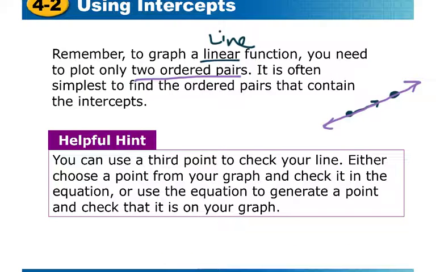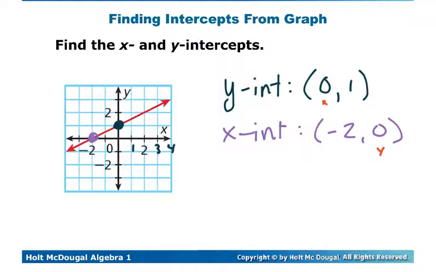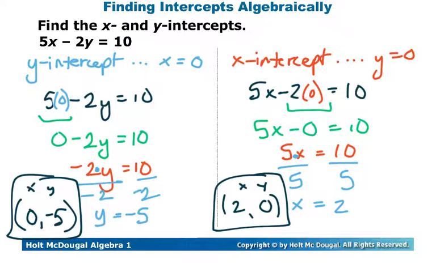You can use a third point if you would like to check your line. You either choose a point from your graph and check it in the equation, or you use the equation to make a point. So for instance, as we were graphing, perhaps we would see on the graph that one of the lines intersects at a certain whole number. We could plug it in and check that it works.